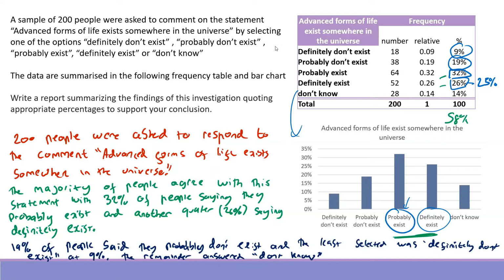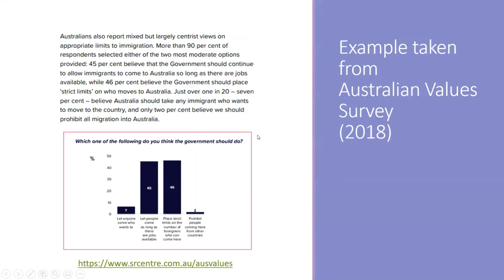So this is summarizing data. This example was taken from the Australian Values Survey of 2018. I remember I found this last year and thought it was actually quite interesting. Australian values is like, what do Australians think is important? So I wanted to show you how a proper business might look at doing something like this.